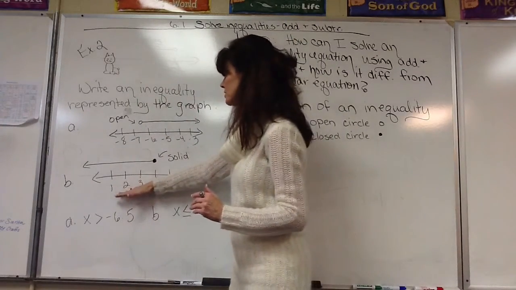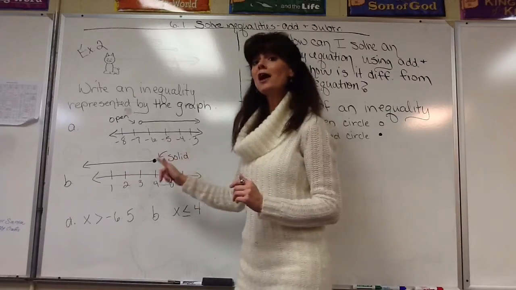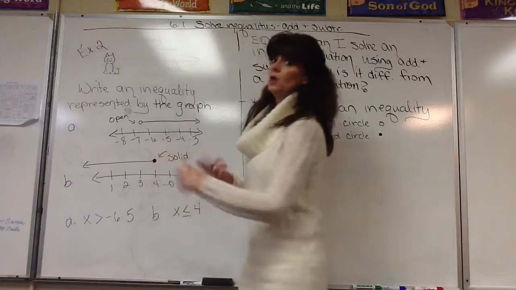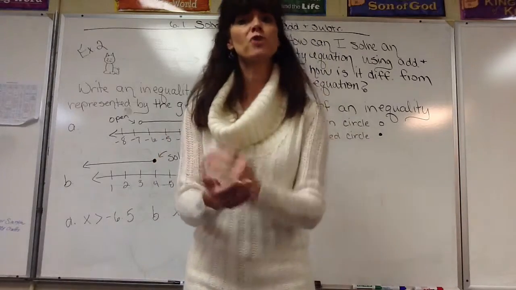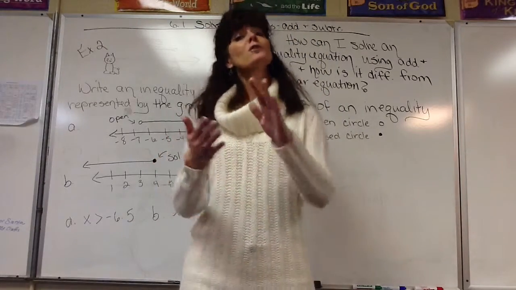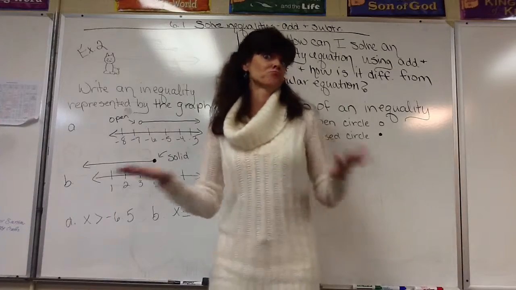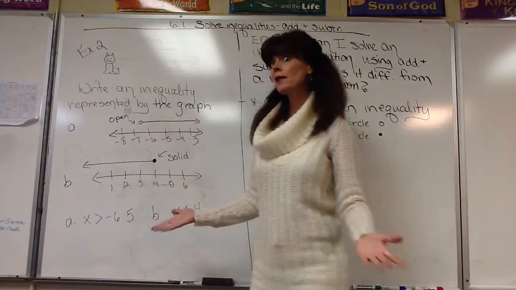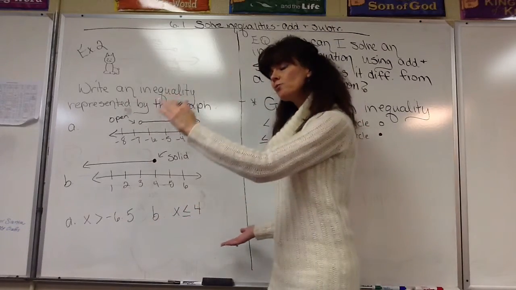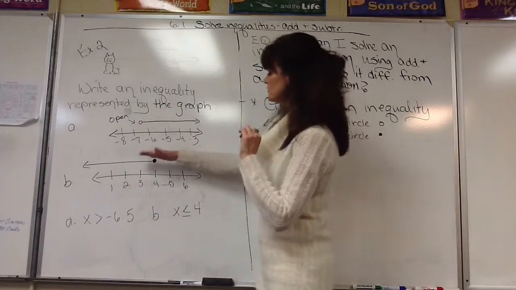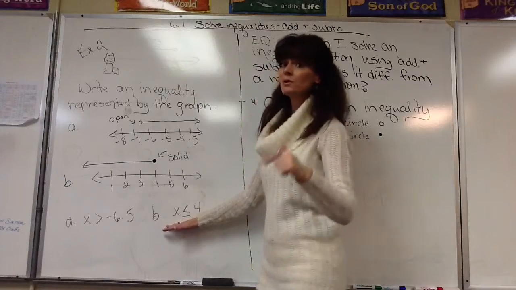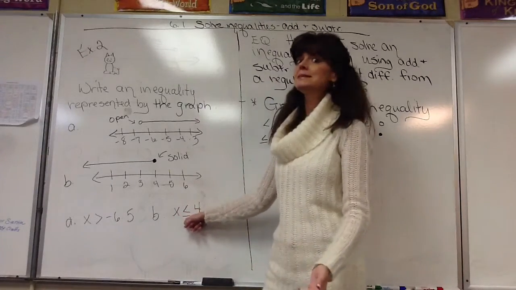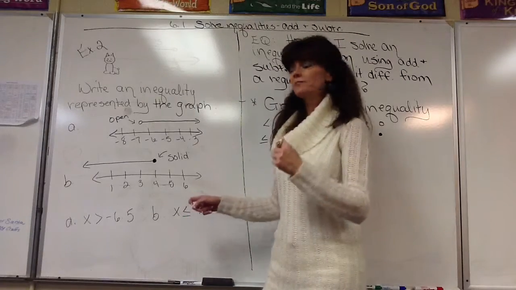Jump down here to B. If you notice here, we have a solid dot, which means it's including the value 4. And we know when it's solid, it's greater than or equal to, or less than or equal to. Okay, so that's simple. This time we're going to the left. On the number line, anytime we're going to the left, we're what? We're less than. So in this case, x is less than or equal to 4. Now don't forget, equal to, that little line is easy to forget. So always keep that in mind.